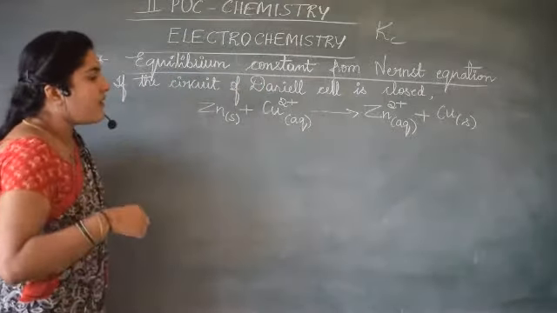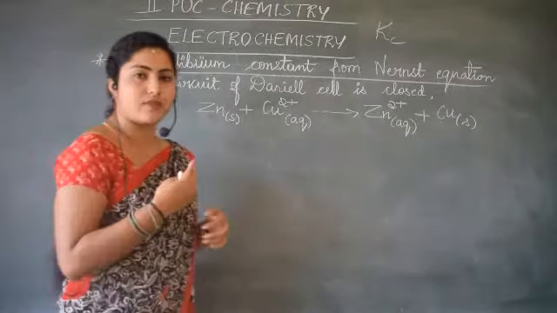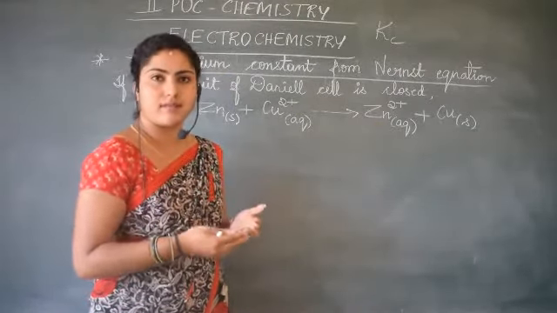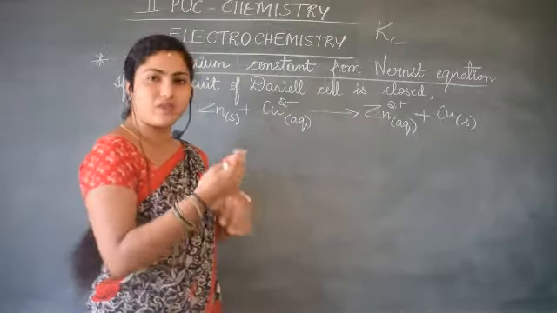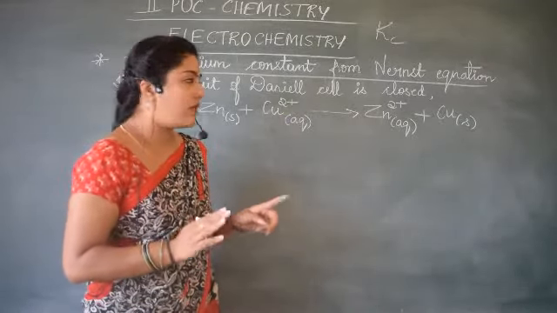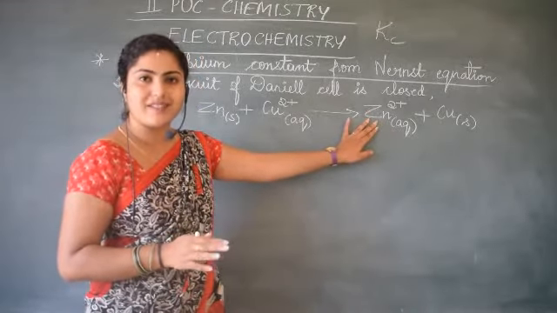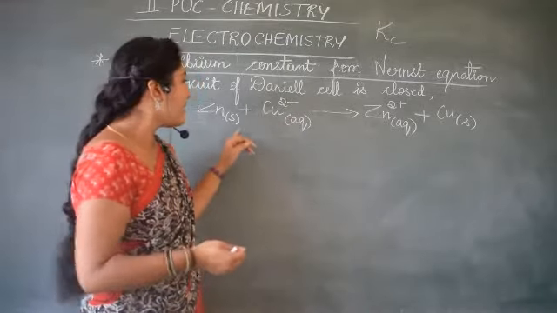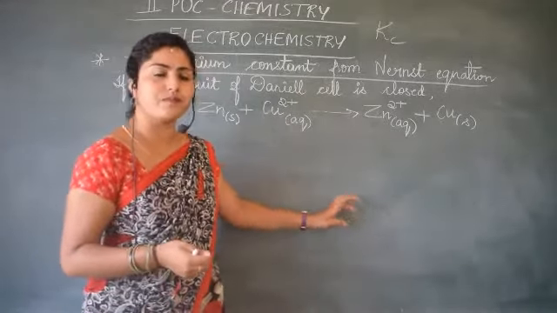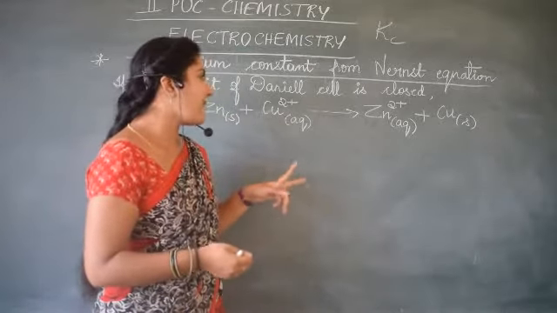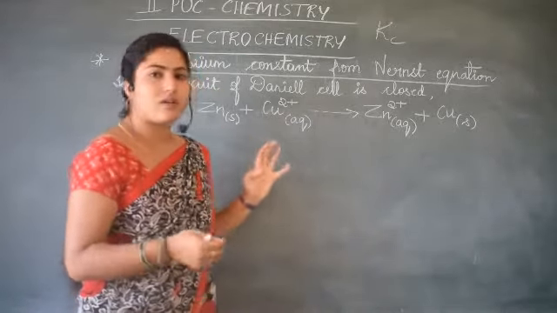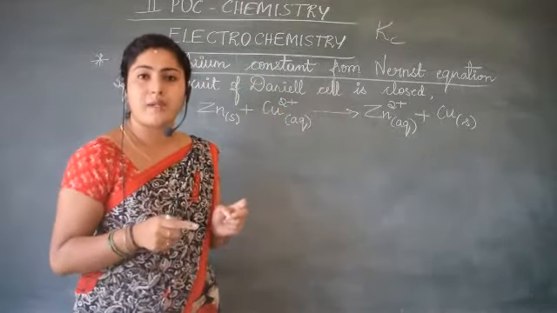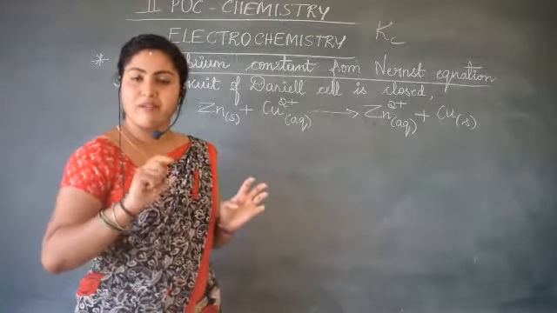This is the reaction. So what happens as the reaction proceeds? The concentration of Zn2 plus goes on increasing, whereas concentration of Cu2 plus goes on decreasing. Are you getting the point? Why? Reactant has been forming products. As the forward reaction takes place, if the circuit is closed, that means it is connected to the voltmeter. What does the voltmeter do? The voltmeter shows the deflection.